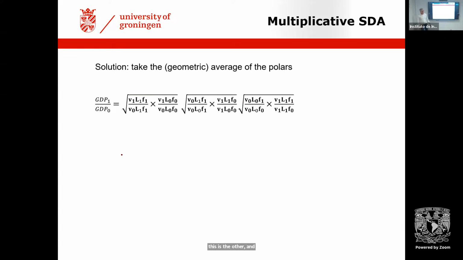And instead of the arithmetic average, half of this plus half of that, you now take the geometric average of the polars. And if you do this for x, so x equals L times F, then you have something that looks very much like a Fisher price index, for those of you who are into price indices. So this is how multiplicative SDA works. Actually, it's very similar to additive, but instead of adding zeros, you now multiply everything with one.